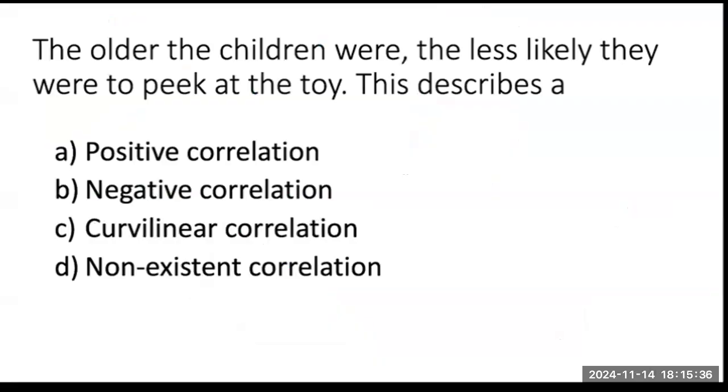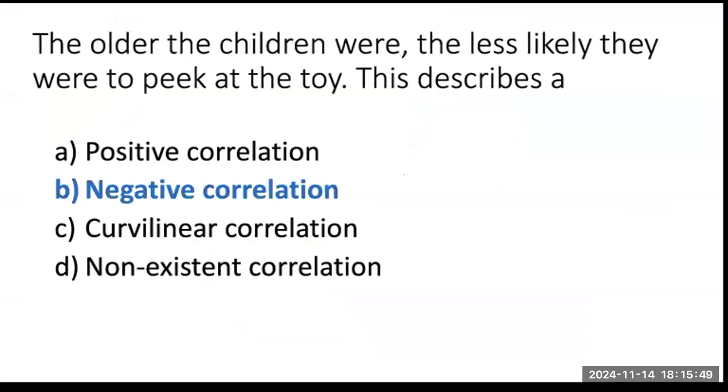All right, so that being said, the older the children were, the less likely they were to peek at the toy. Is this a positive correlation, a negative correlation, curvilinear correlation, or non-existent correlation? Well, this is a negative correlation because as one value goes up, which is age, the other value goes down, which is the likelihood of peeking at the toy. So that is a negative correlation.